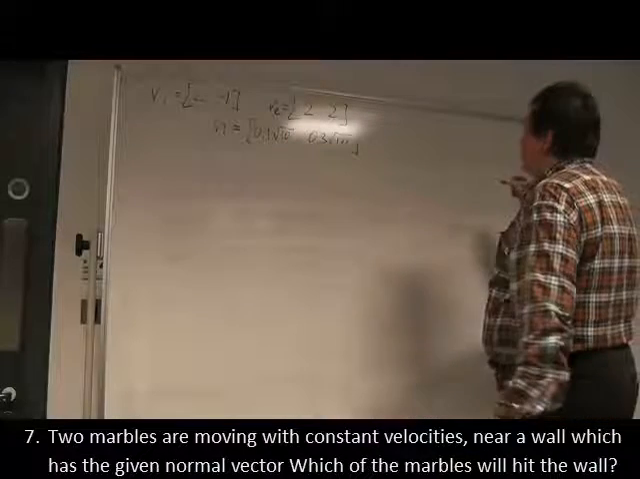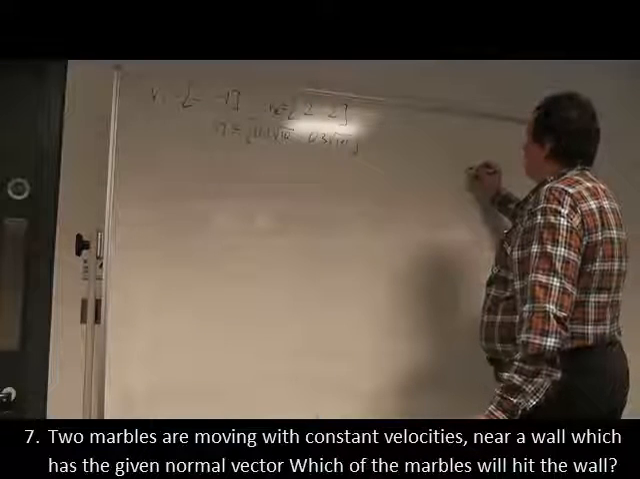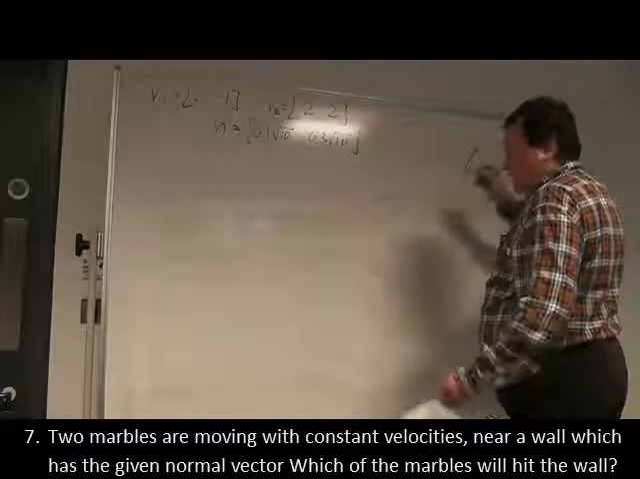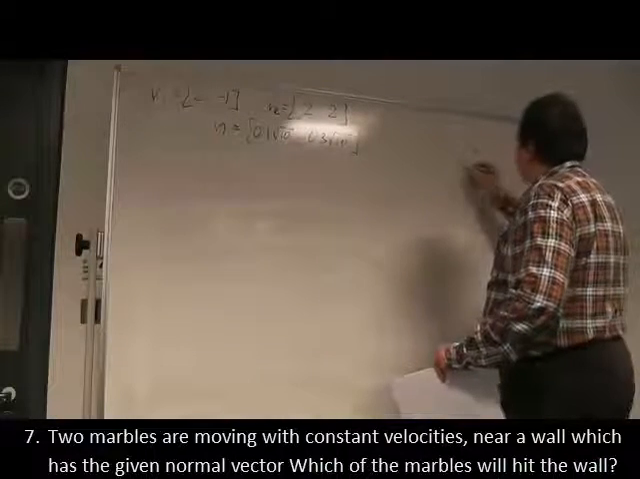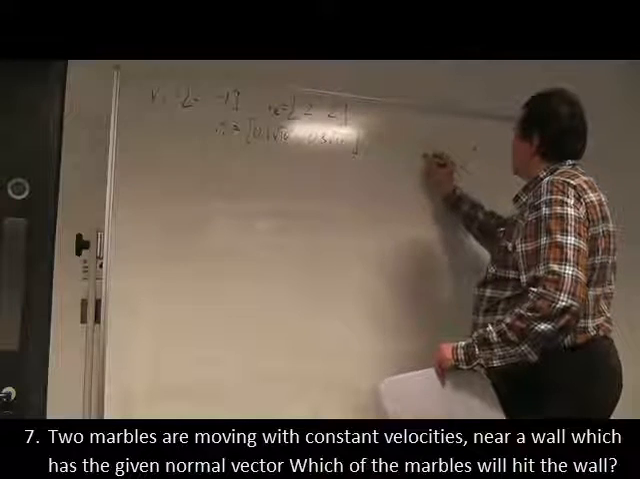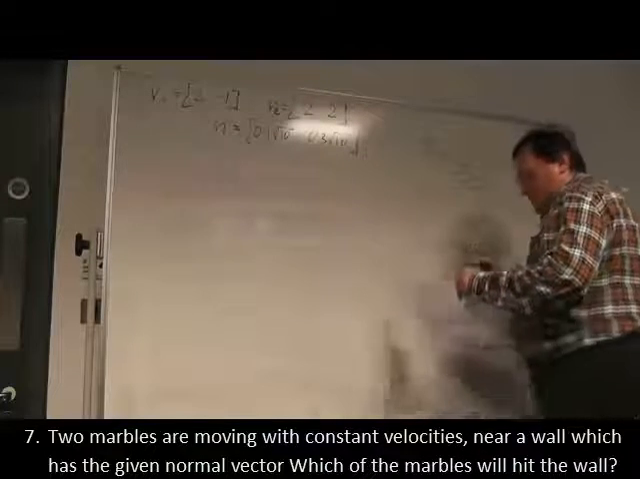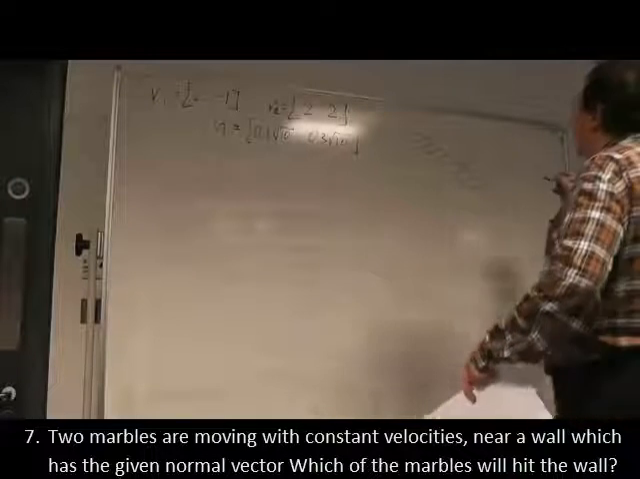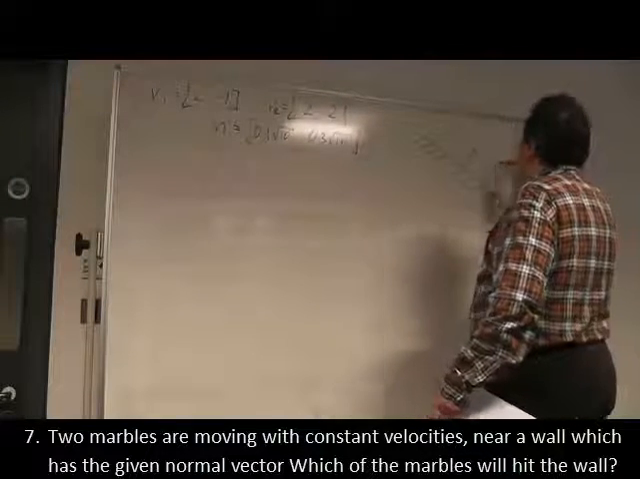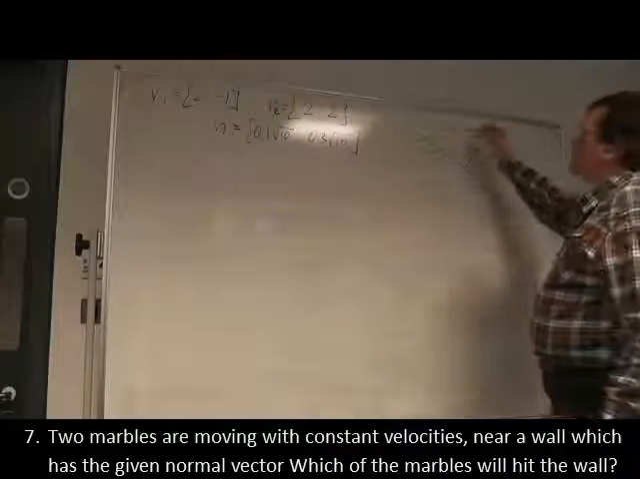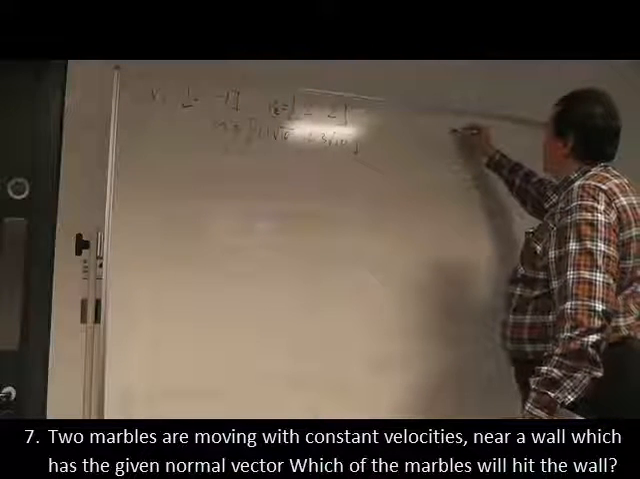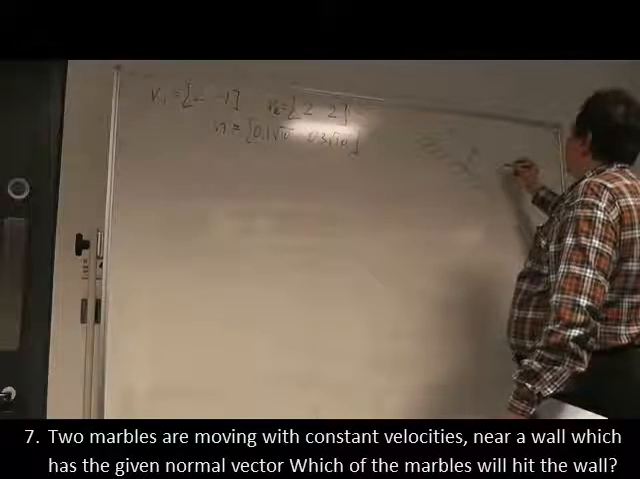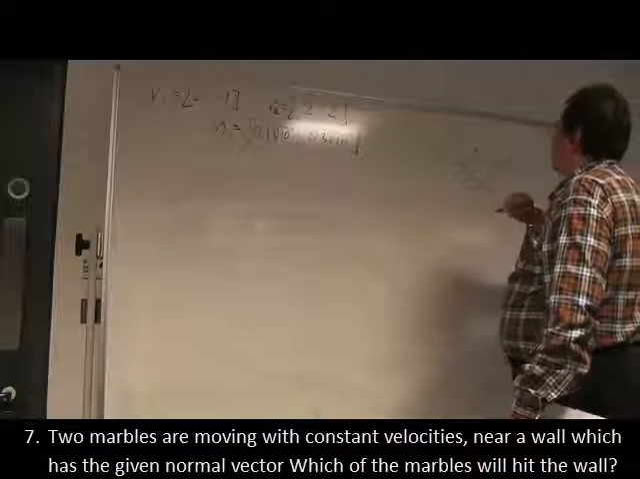So this normal vector is (0.1, 0.3), more or less something like this. Therefore, the wall looks like this. And in addition to that, we have two balls. Let's say they are somewhere near this wall. The velocity of one of them is (2, -1), so it's something like this. And the other is (2, 2), something like this.